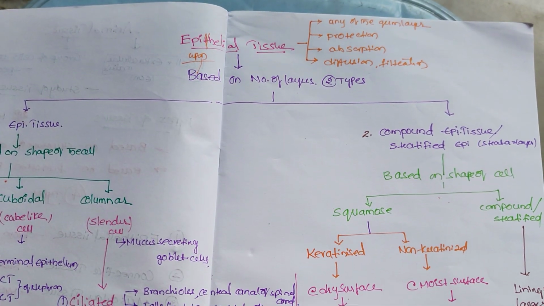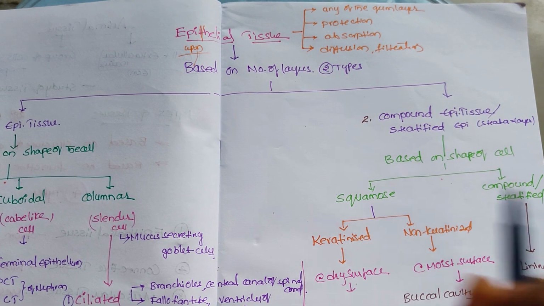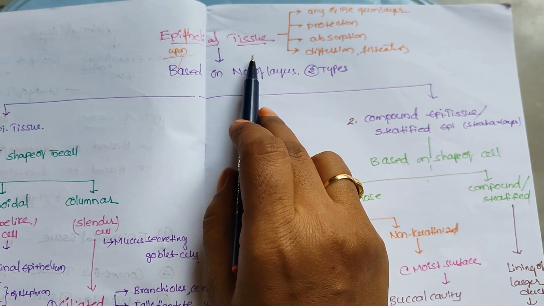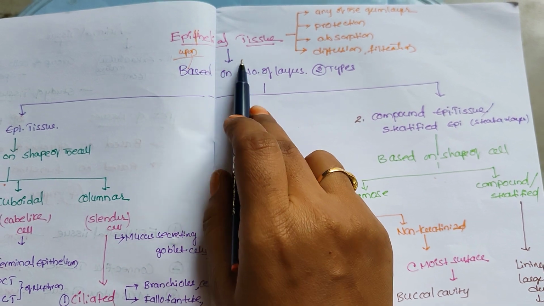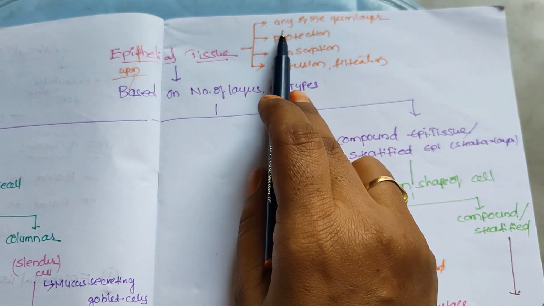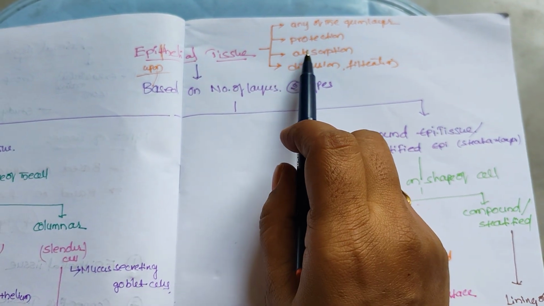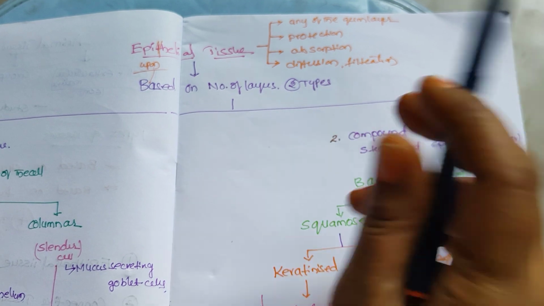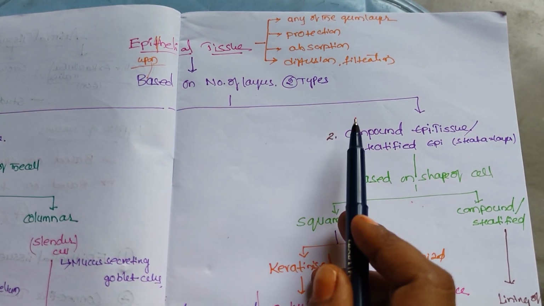In animal tissue, we have 4 major types of tissues. In that, one tissue is epithelial tissue. Here, epi means upon. The covering layer of the tissue is epithelial tissue. It has originated from any of the germ layers, and its main function is protection and also absorption, diffusion, and as well as filtration.